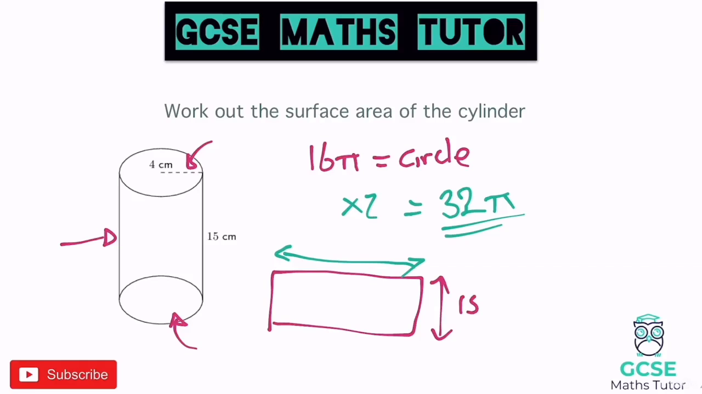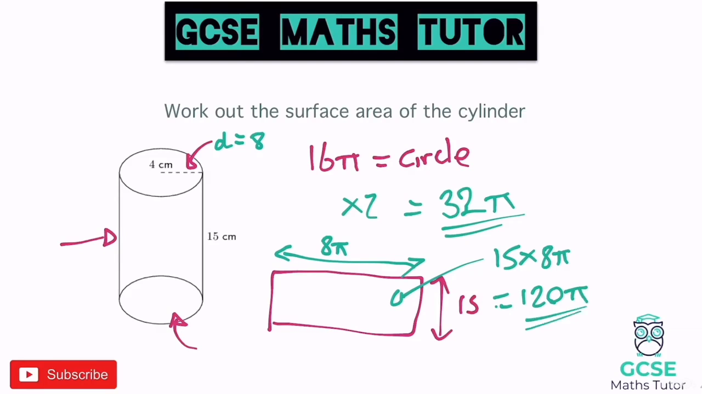The circumference is pi times diameter, so I'll do 8 times pi, or 8 pi, the diameter there being 8. It's given us a radius of 4, so we could put the diameter equals 8, but that's 8 pi for the length. And we work out the area of a rectangle just by doing length times width. So to work out the area of this, we'll do 15 times the 8 pi, and that gives us 120 pi for the area of that rectangular part wrapped around the outside.